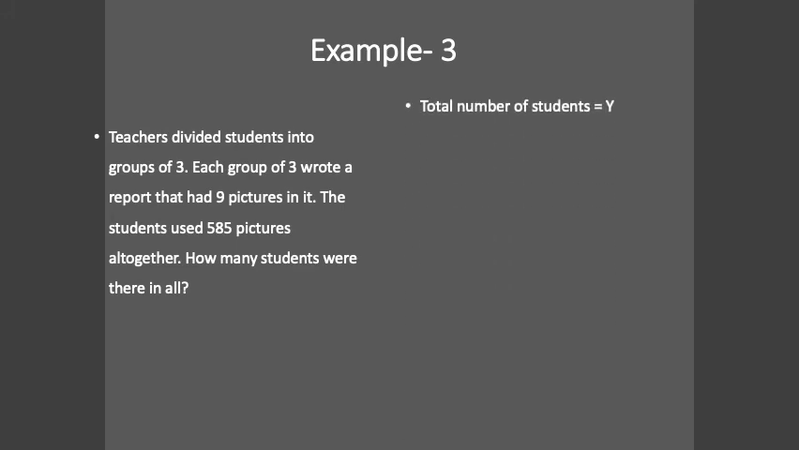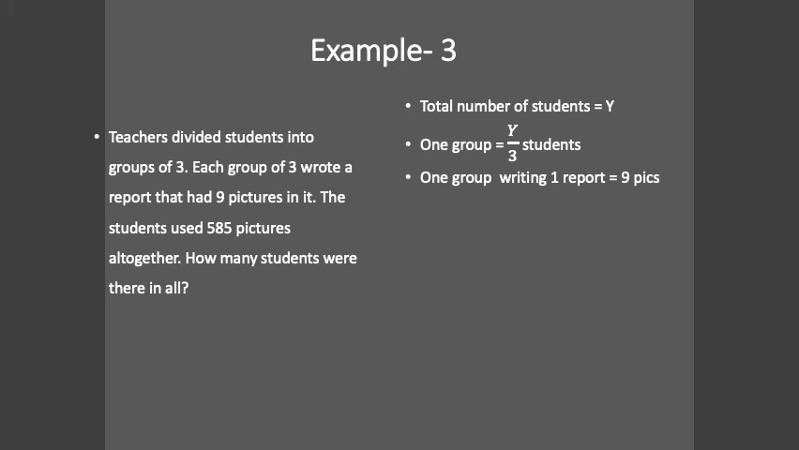Let's proceed. Each group of 3 wrote a report that had 9 pictures in it. Let's pause here. How many students are in each group? Unknown. But we know that each group is a third of the total number of students, which we can represent as y over 3 for a group. Also from the question, we know that each group wrote a minimum of 1 report, and 1 report has 9 pictures. Let's continue. If the students use 585 pictures altogether, how many students were there in all?